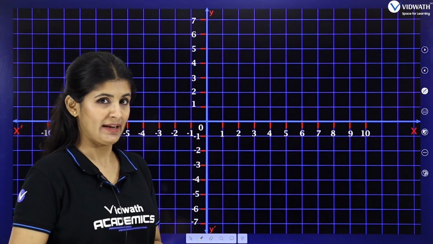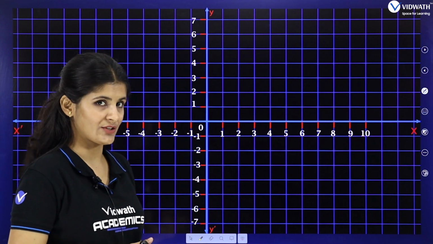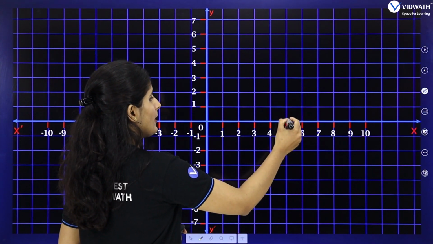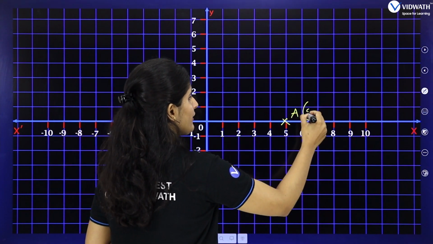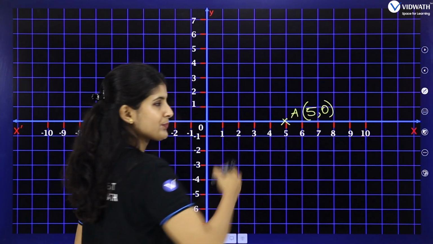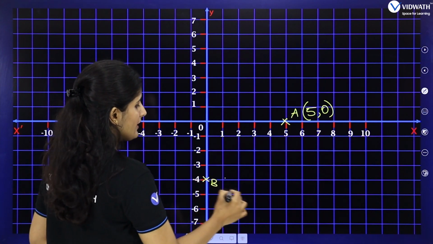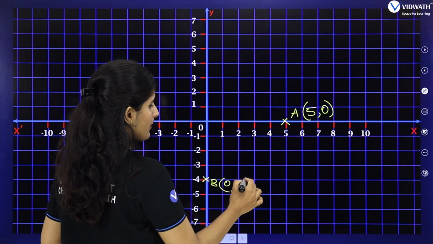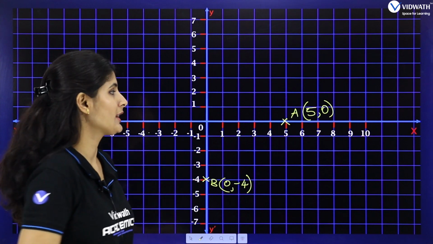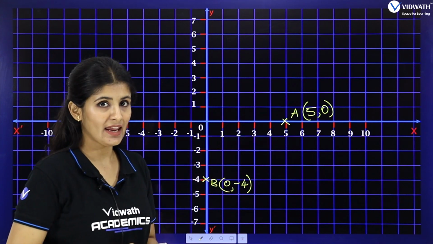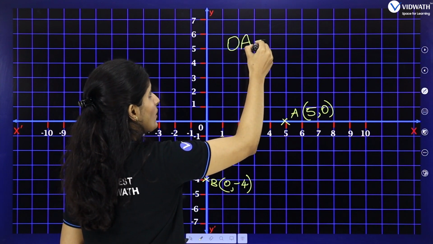Consider this coordinate plane. Here we have the x-axis, y-axis intersecting at the origin. Let me consider a point A. The coordinates of this point will be (5, 0). Also, let me consider a point B. The coordinates of this point will be (0, -4). I can find the distance between the origin and the point A. That is, I can find the length or the distance OA.